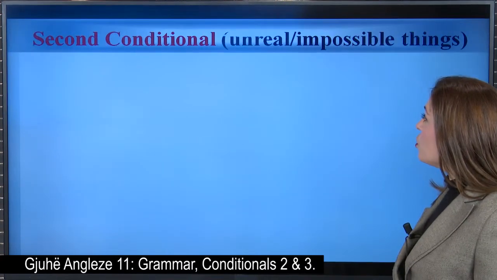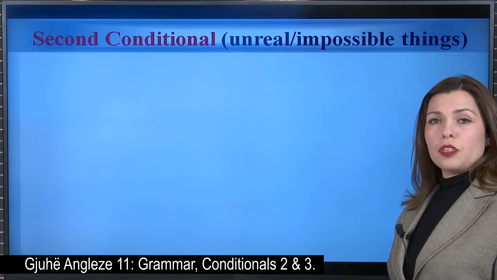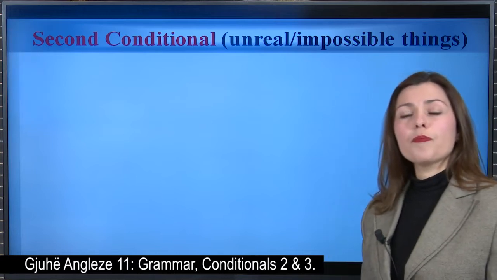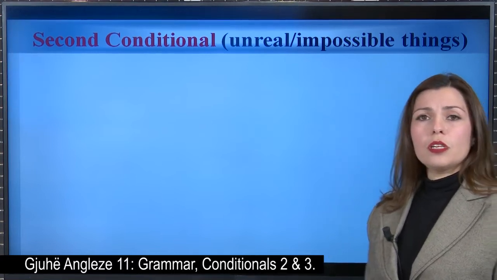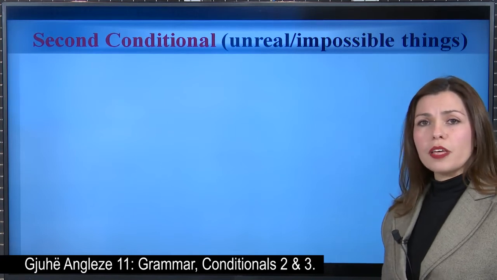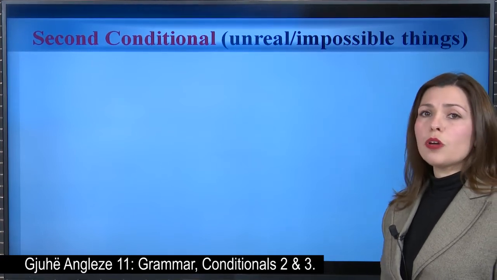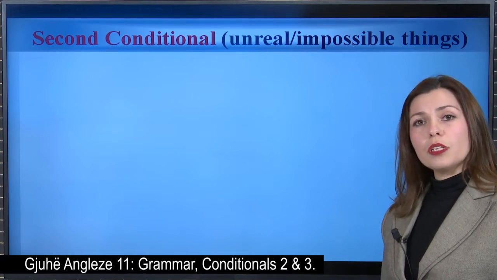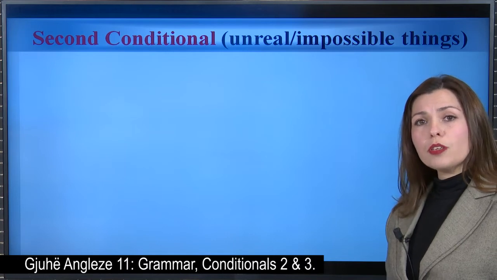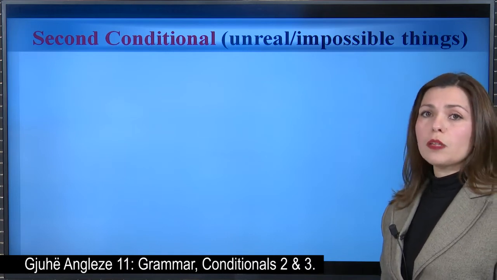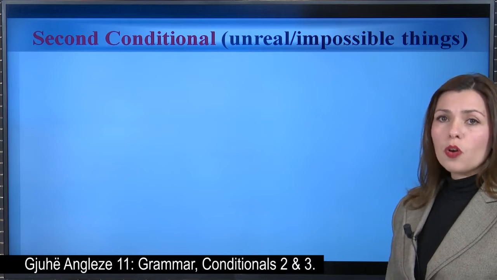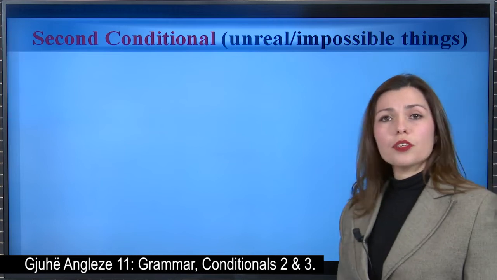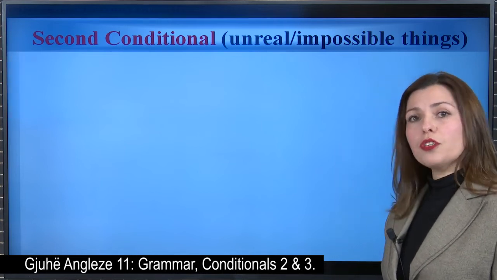First of all, we're going to deal with the second conditional. Remember what we said about the 0 conditional and the first conditional. We said that the 0 conditional is used for facts and things that are always true, things that do not depend on us. Whereas the first conditional, we said that we use it in real situations and possible situations, so things that might happen either in the past or the future. Today, as we're dealing with the second conditional, we're dealing with a different situation.